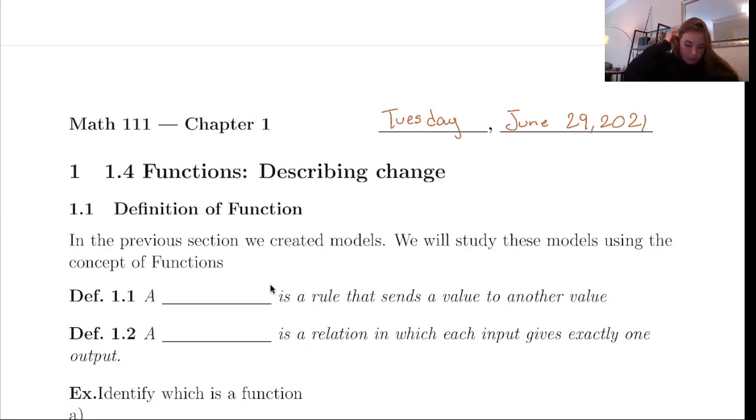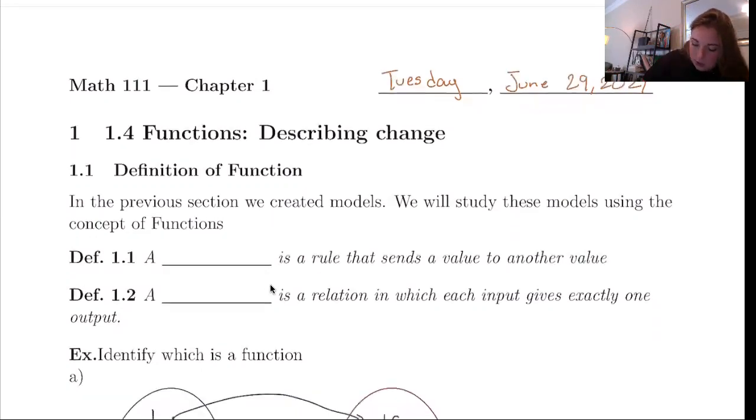So in previous sections, we created models, which we study using the concept of what is called a function. I think I mentioned that word already. First, we're going to talk about what is called a relation. A relation is a rule that sends a value to another value. Elevation sends me to this temperature. This depth sends me to this pressure, and so on and so forth.